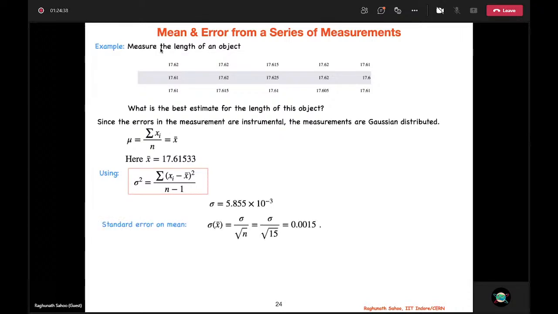And how to quote this number at the end? I told you that the final number should be mu plus minus sigma divided by square root of n. That is the error on the mean. If you calculate that error on the mean, you get 0.0015. And the best estimate of the length has to be quoted. Till now you are showing all the results as you are getting, and when the best estimate or the final result has to be shown, you have to round it off.